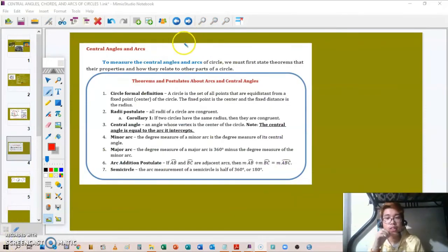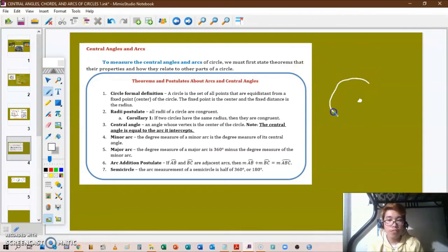Okay, guys, to continue, we have here the theorems and postulates about circles, arcs, and their central angles, and also some chord postulates and theorems. The first one, the circle: its formal definition, again, is a set of all points that are equidistant from a fixed point, which is called the center. The fixed point is the center, and the fixed distance is the radius.